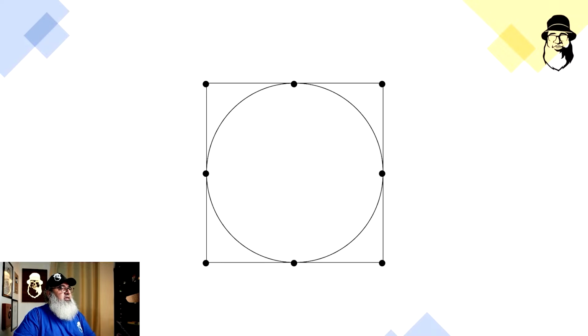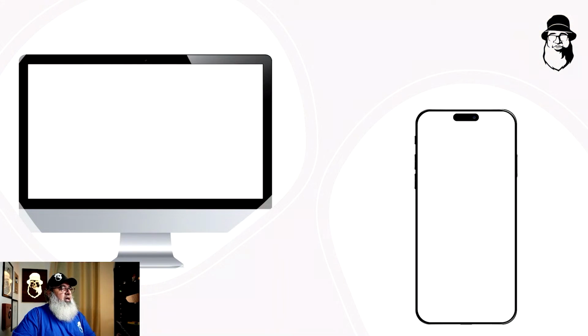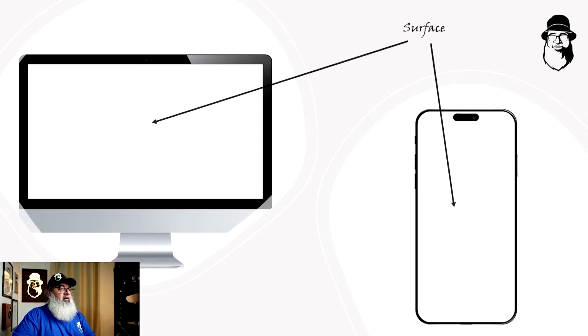and lines and surfaces. Now in this diagram here there are 8 dots and they represent points, and there are 5 lines, a circle and 4 straight lines that are making a square. Now if you are watching this video on a computer or smartphone, then the computer screen or phone screen is a surface that the diagram is seen on.